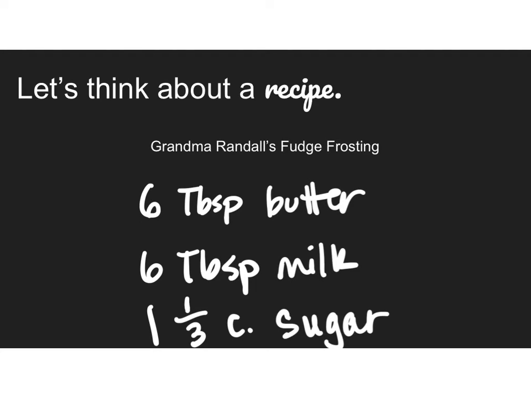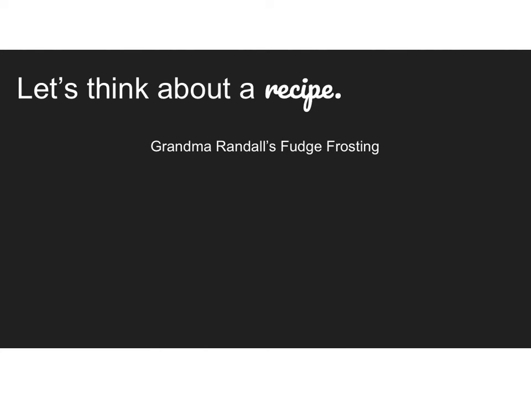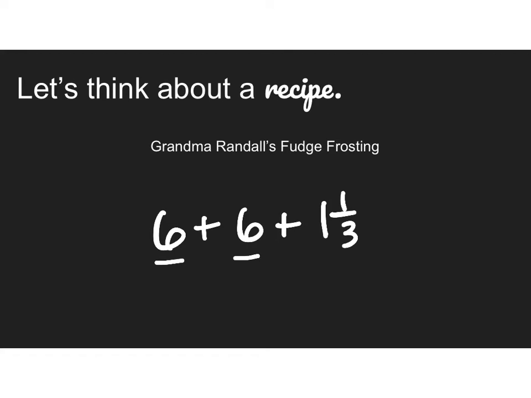So if I want to make one batch of this frosting, I would need 6 tablespoons of butter, 6 tablespoons of milk, and 1 1/3 cup of sugar. Wait, did I say sugar? Butter, milk, sugar, sorry. Okay, if I wanted to make one batch, it might look like this: 1 times 6, 1 times 6, and then 1 times 1 1/3. I would need 6 tablespoons of butter, 6 tablespoons of milk, 1 1/3 cup of sugar.